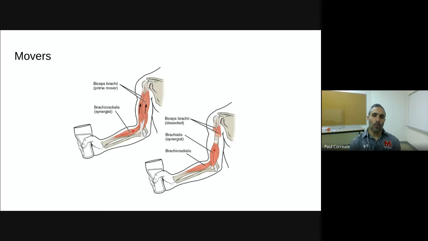So if we look at this idea here, this individual has a glass in his hand and wants to participate in the elbow flexion. And so we can see where the prime mover is. The two heads of the biceps brachii are going to allow for the elbow to flex and this cup to come higher up. Now, in order for that to happen, we have this muscle called brachioradialis.